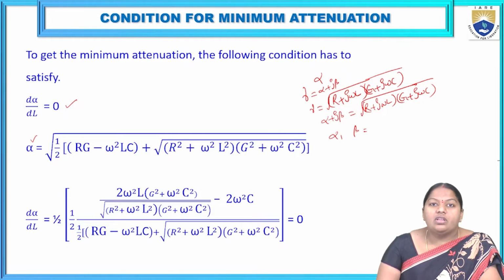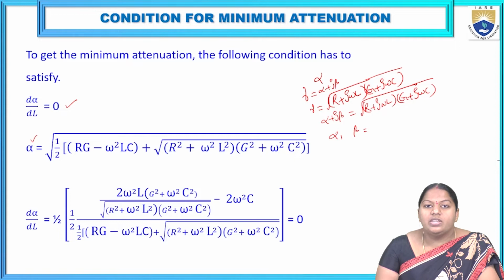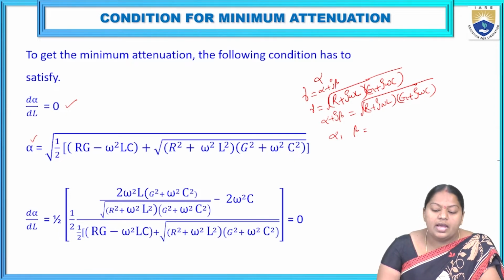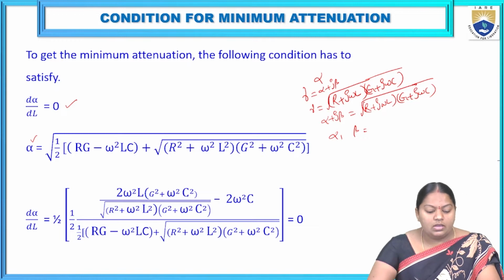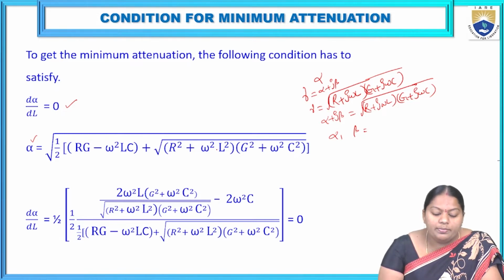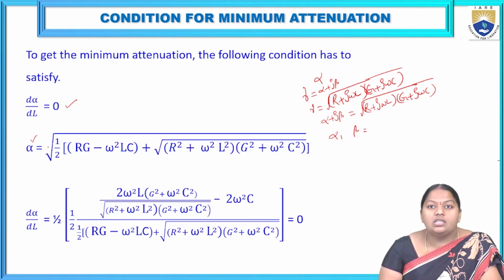To get the minimum attenuation, it must satisfy the following condition: d alpha by dL is equal to 0. Alpha equals root over 1 by 2 into (RG minus omega square LC plus square root of R square plus omega square L square into G square plus omega square C square). This is the expression we evaluated in the previous lectures, the attenuation constant alpha of a transmission line from the propagation constant.